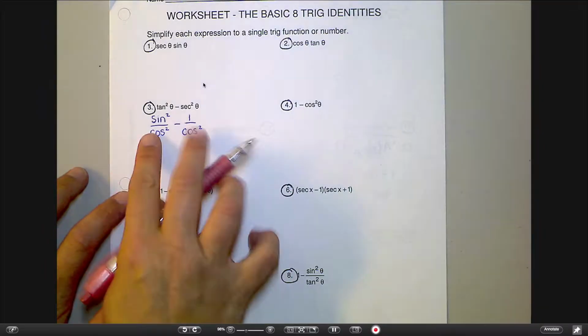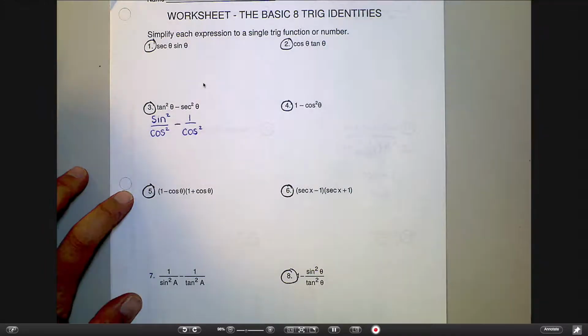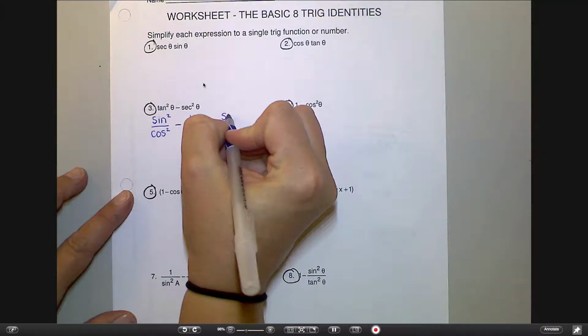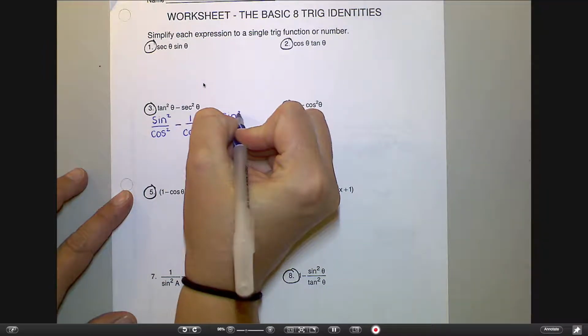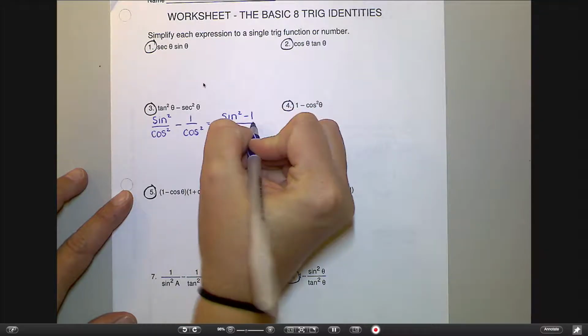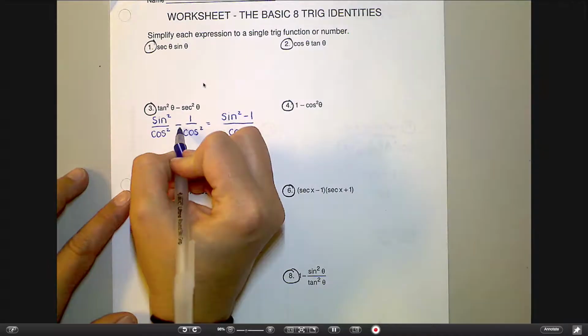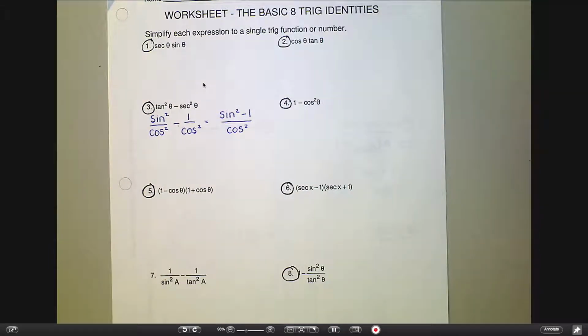Okay. What do I like about how this turned out? Common denominator. Yeah, down there on the bottom, they both have a cosine squared. So I can go ahead and combine these fractions here. I can make this sine squared minus 1 all over cosine squared. So all I really did was sine squared minus 1, and then I still have cosine squared on the bottom. Okay?